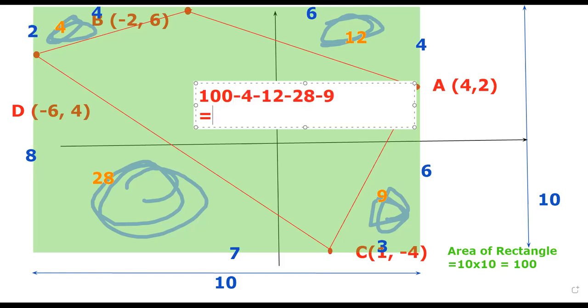So if we calculate them, you can see that our answer will be equal to 100 minus 4 minus 21 minus 28. So the answer of it is equal to 47. So 47 is our answer for this question.